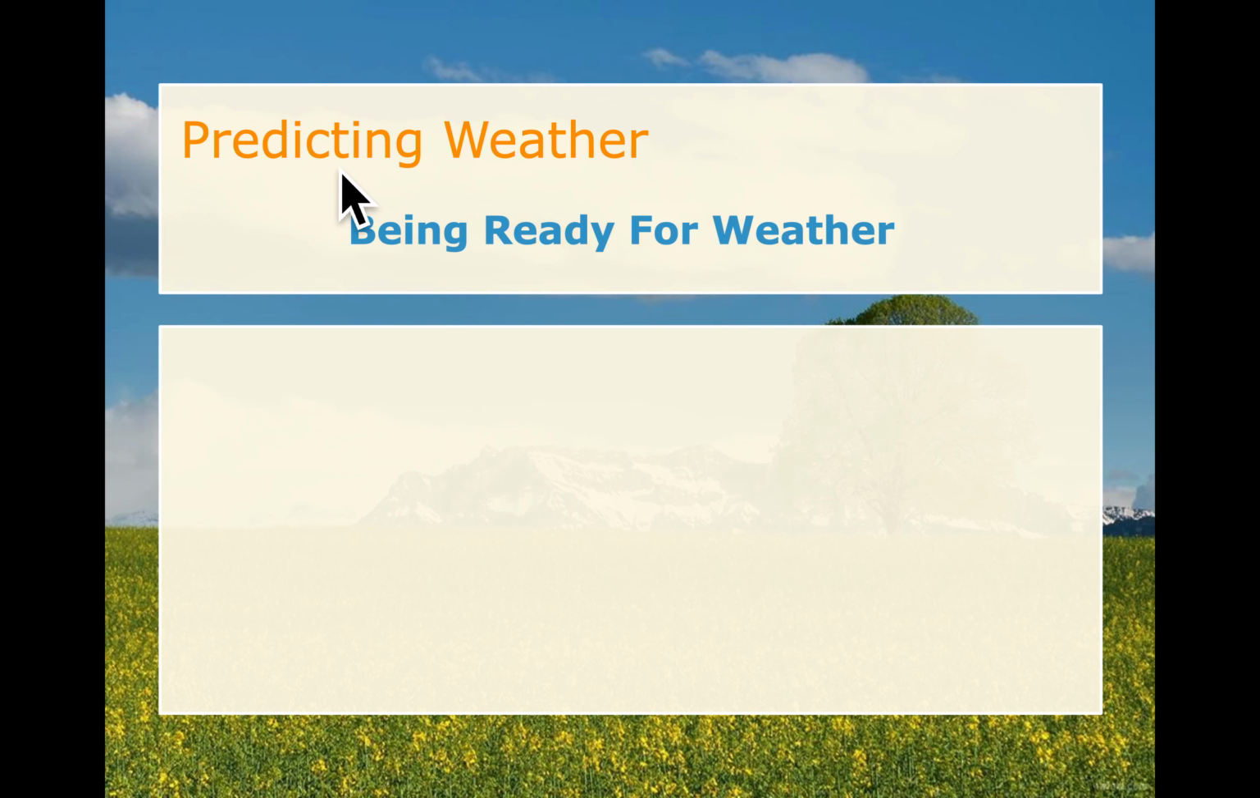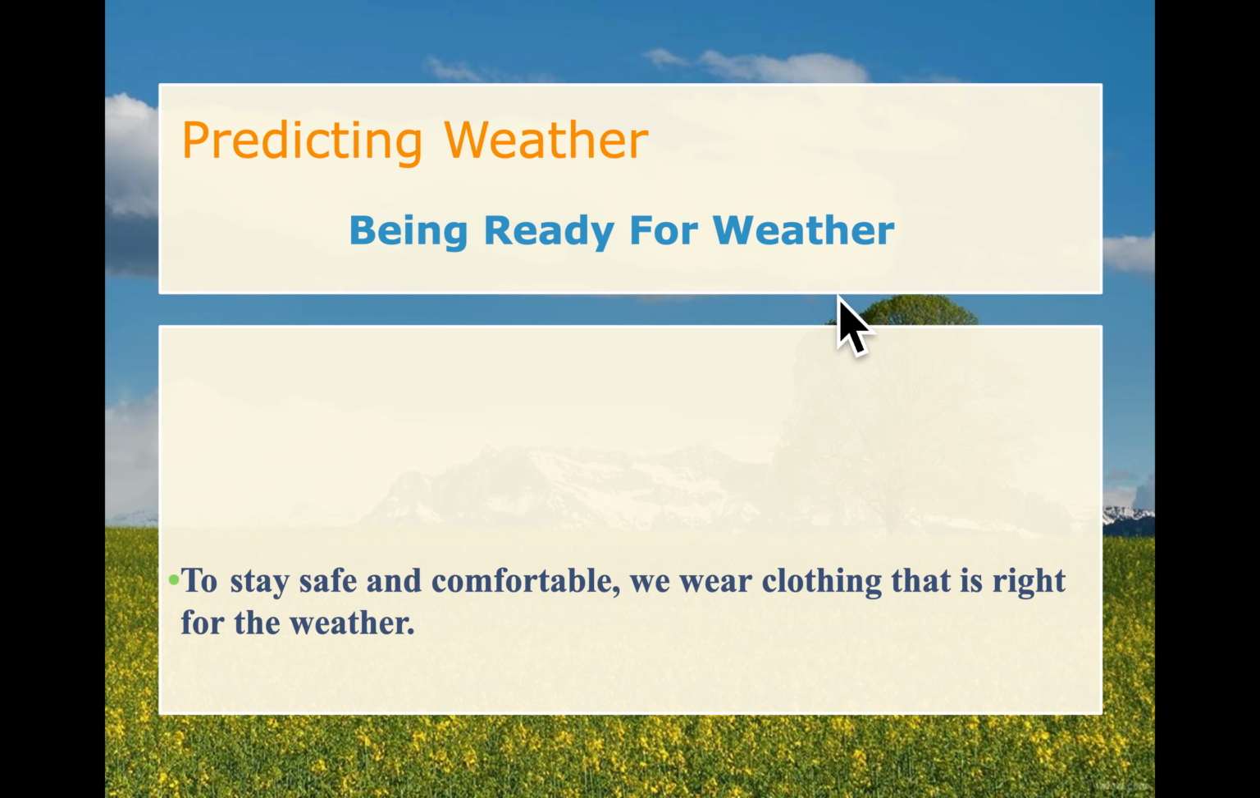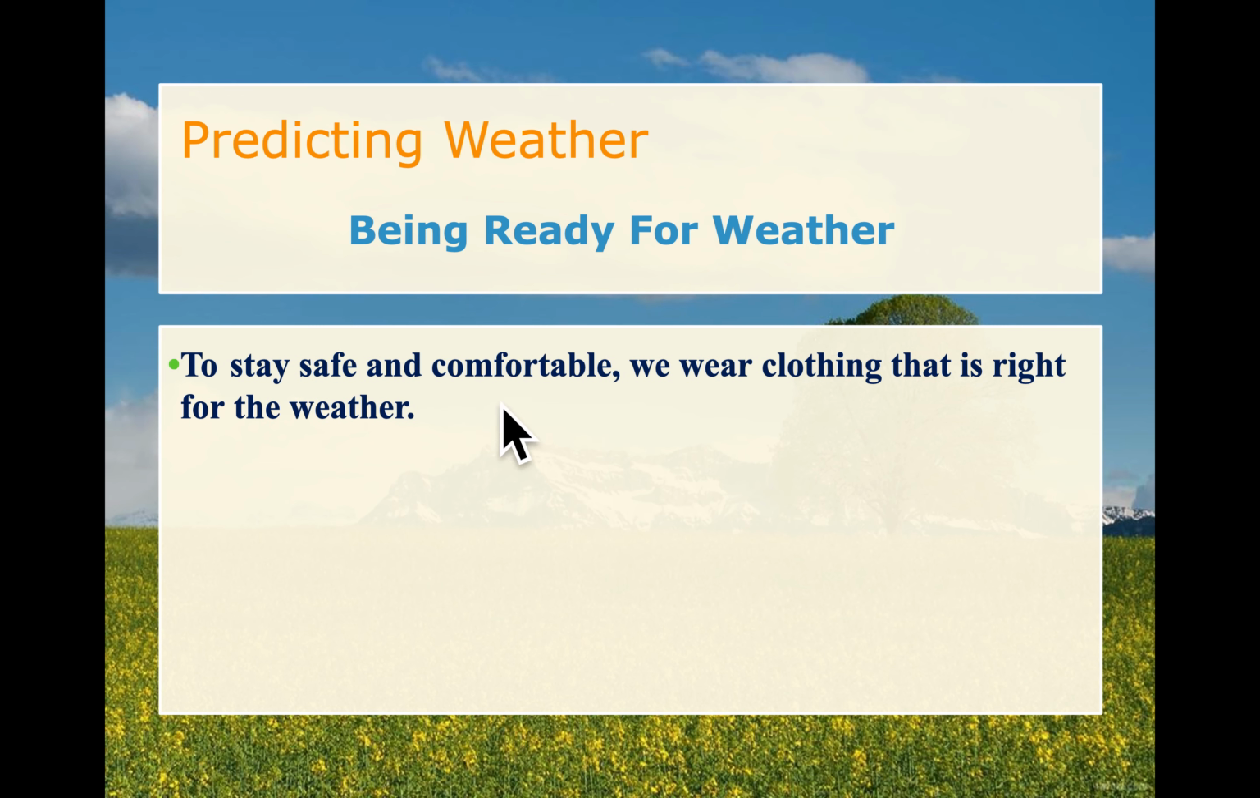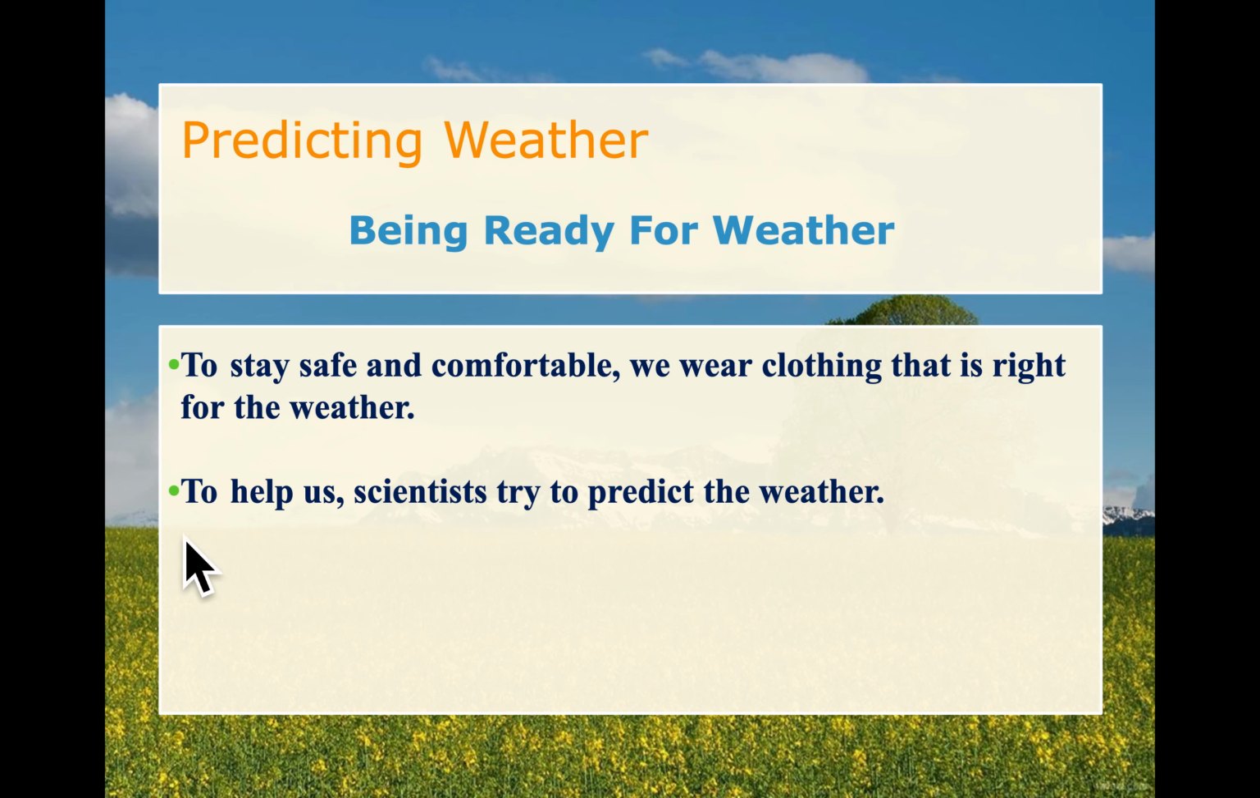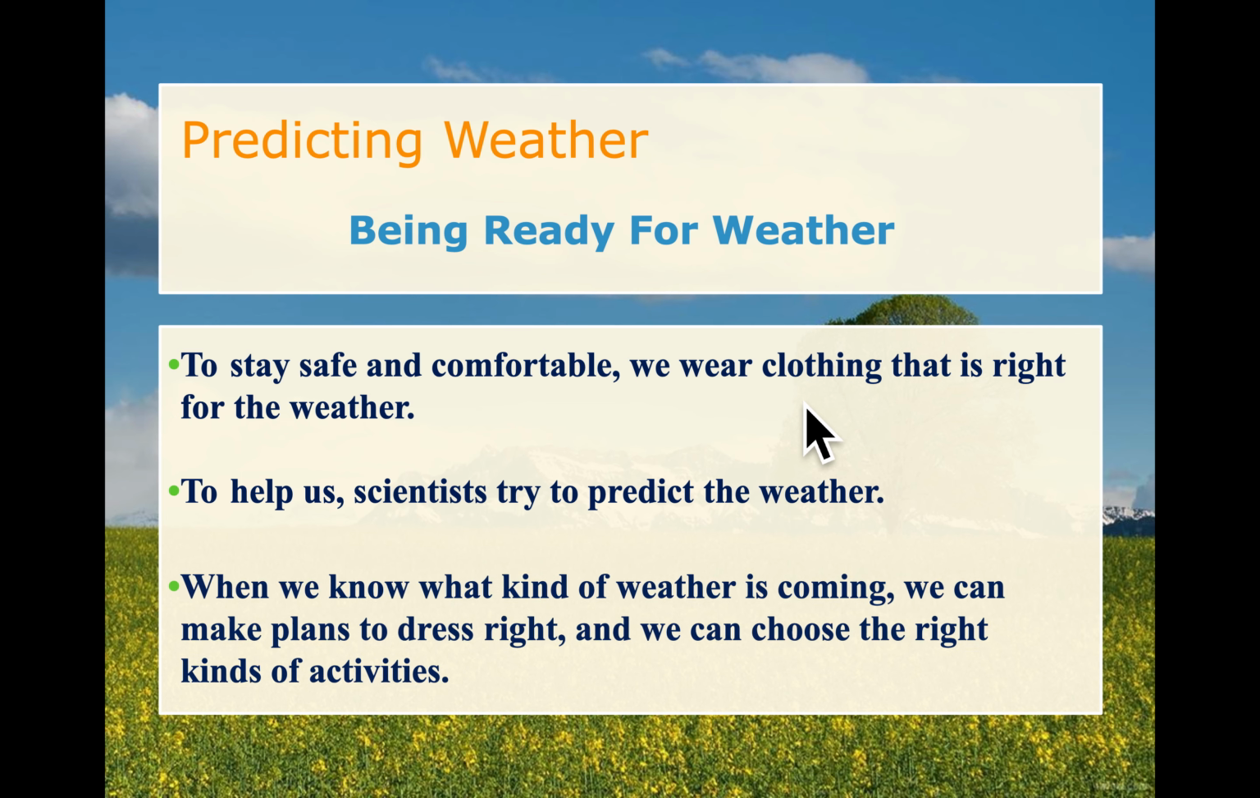Predicting weather. Predicting weather means we're trying to be ready for the weather that's coming. So, one reason why we predict weather is to stay safe and comfortable, right? We wear clothing that is right for the weather. We also predict weather to help us. Scientists try to predict the weather to help us out.